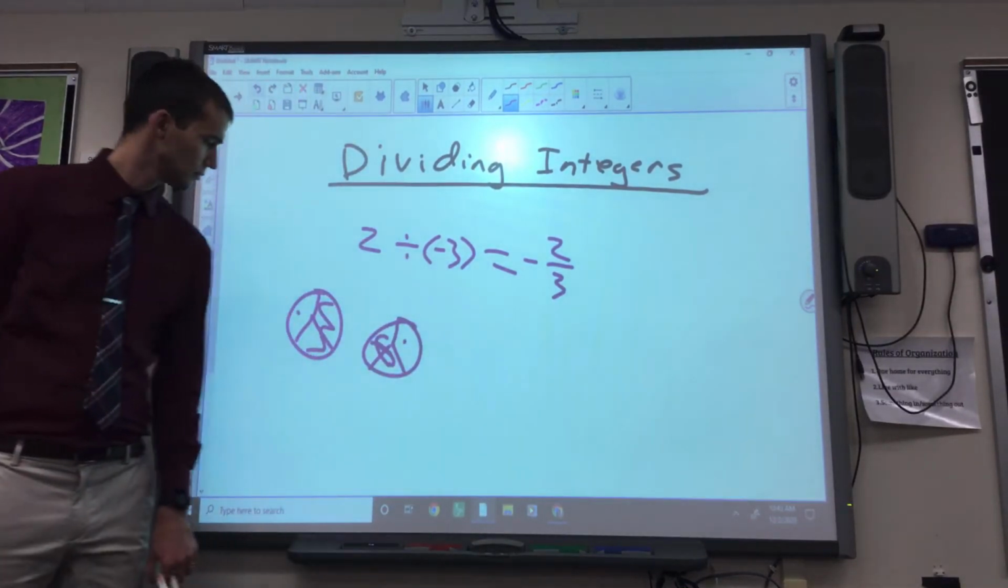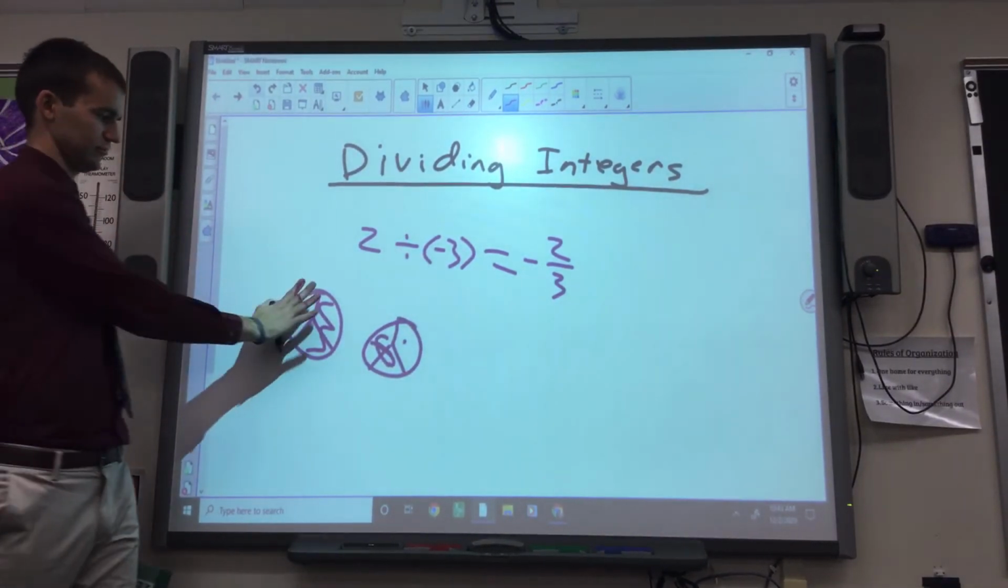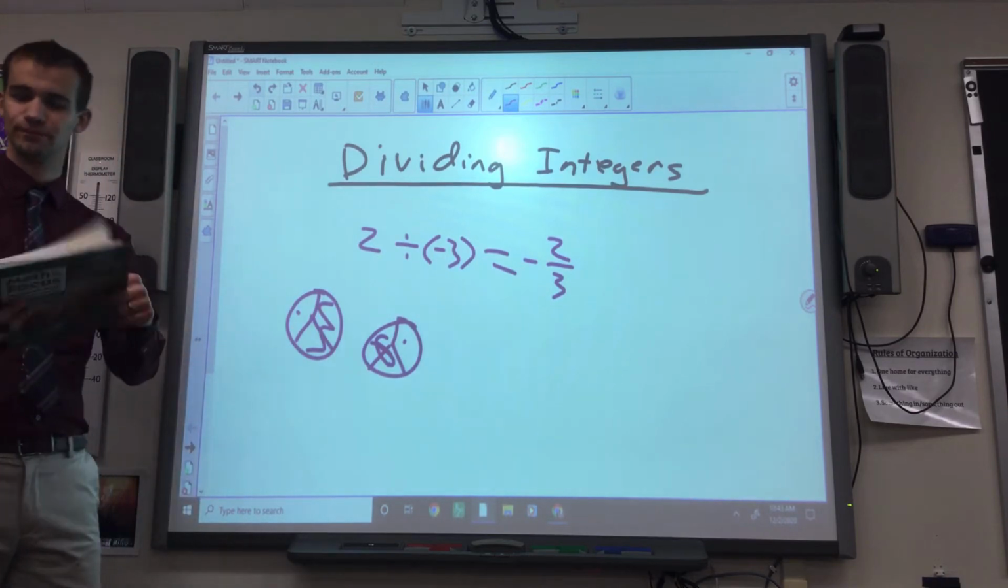Is it a small pizza or a gigantic pizza? That's like the size of your hand, so I think it's a small pizza.